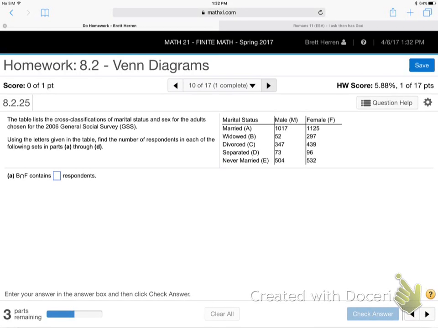All right, so here we are in 8.2. Then we'll go on to number 10. I'm going to try to finish 8.2 and 8.3 and maybe part of 8.4. We'll see. I always have these grandiose dreams, huh?